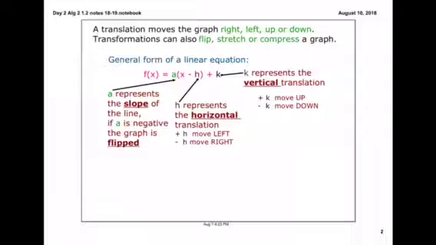So if you have a plus h, it's going to move to the left, and if you have a minus, it's going to move to the right. So inside moves opposite of what you would traditionally think. And then K represents a vertical translation up or down. If you have a positive K, it moves up, and if you have a negative K, it moves down.